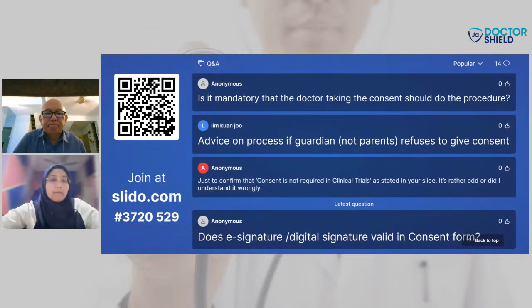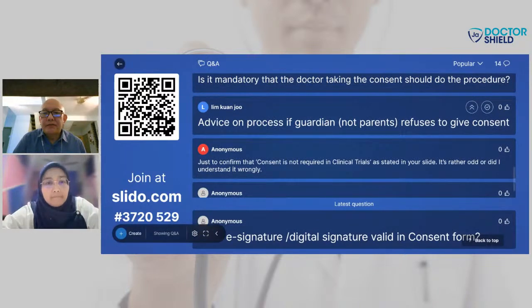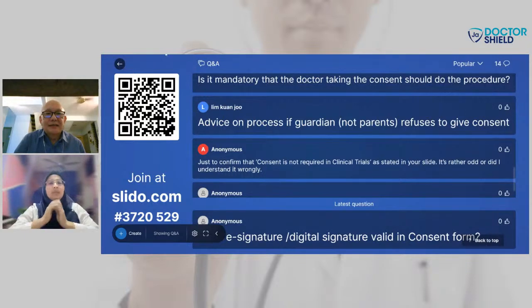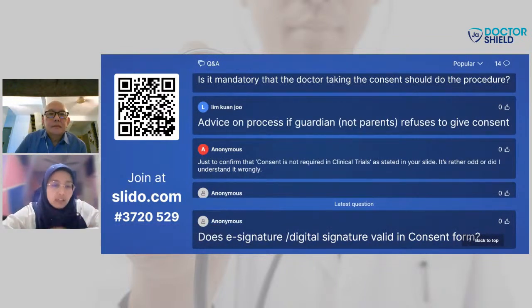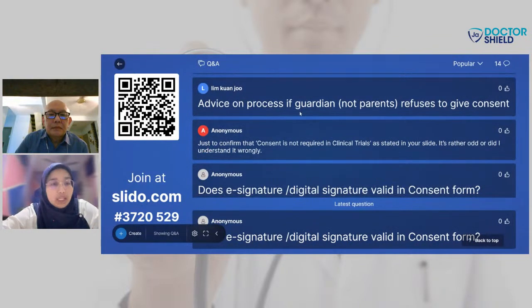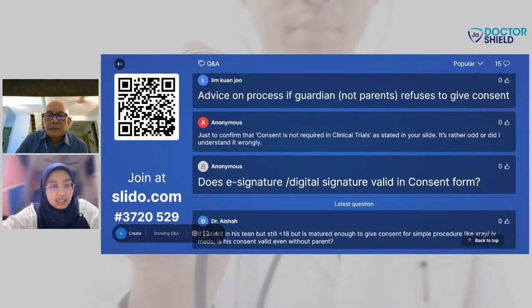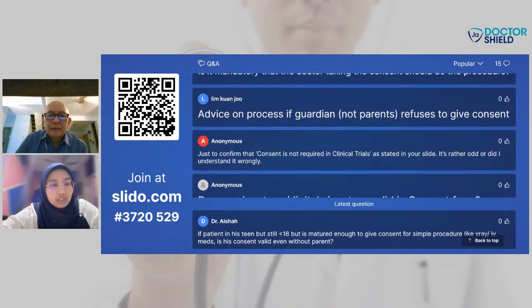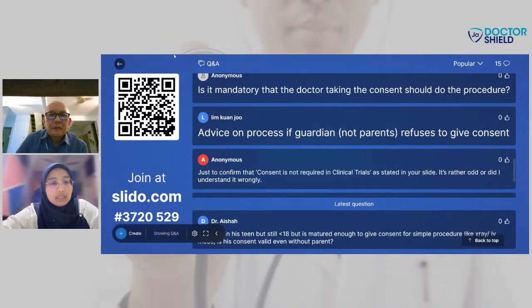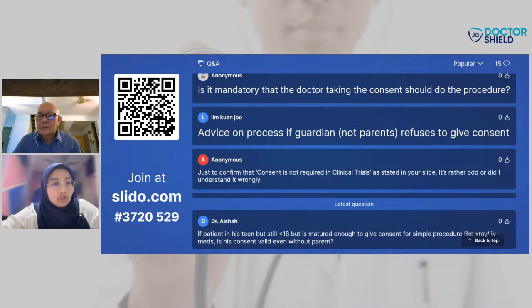Advice on process if the guardian, not parents, refuses to give consent. I suppose this is for a minor. Well, if this is the situation, at the end of the day, there must be a clear notation in the medical record that the consultant had advised the guardian on the implication of not proceeding with a certain procedure. And the guardian acknowledged the risk and decided not to proceed.